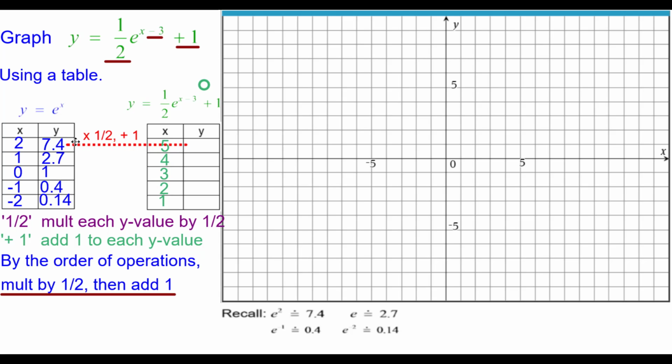So we'll start with the 7.4 multiplied by 1/2 and add 1. Here we're showing those calculations. 1/2 of 7.4 is 3.7 plus 1 is 4.7. So we'll plot the point 5, comma 4.7. 1/2 of 2.7 is 1.35. Add 1 to that is 2.35. And plot 4, comma 2.35. We'd like you to pause and finish these 3 points, plot them, and finish the graph. Resume when you're ready.